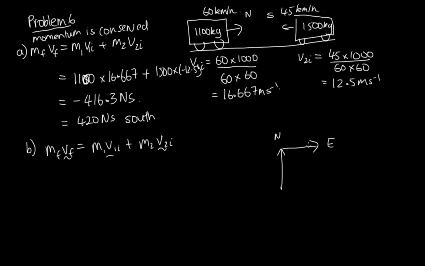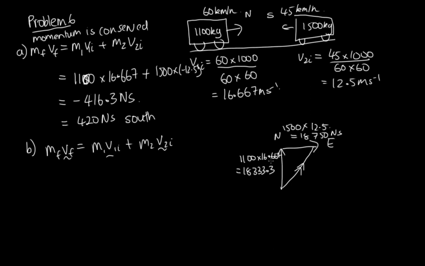So when we add them, we have to add them vectorially, so we draw the vectors head to tail. And so this is our resultant vector here that we're trying to find. Now this is m1v1 initial, so this is the 1100 times 16.667. So this one is equal to 18,333.3 Newton seconds, and this one is the mass 2, so that's 1,500 times velocity 2, which is the 12.5, and multiplying those two together we get 18,750 Newton seconds.